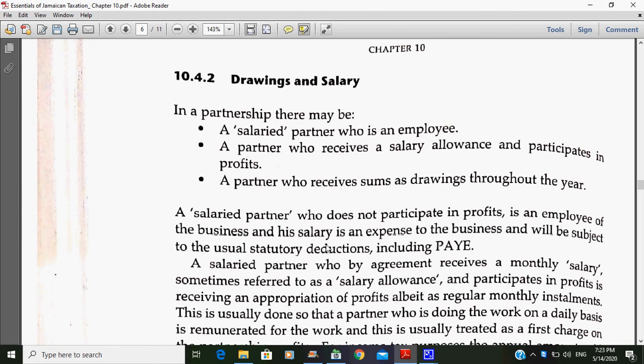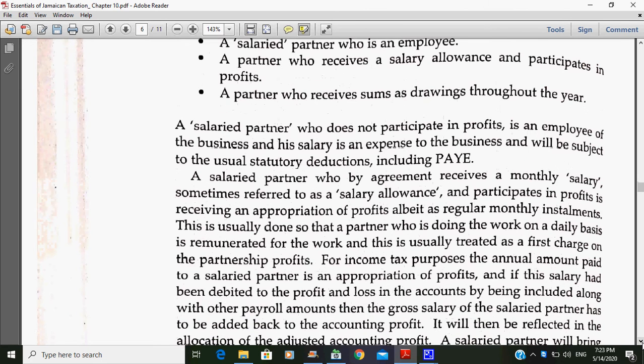It will be subject to the usual statutory deductions, including PAYE. Go again. A salary partner who does not participate in the profits is an employee of the business, and his salary is an expense to the business and will be subject to the usual statutory deductions, including PAYE. A salary partner who by agreement receives a monthly salary, sometimes referred to as a salary allowance, and participates in profits is receiving an appropriation of profits, albeit as regular monthly payments.